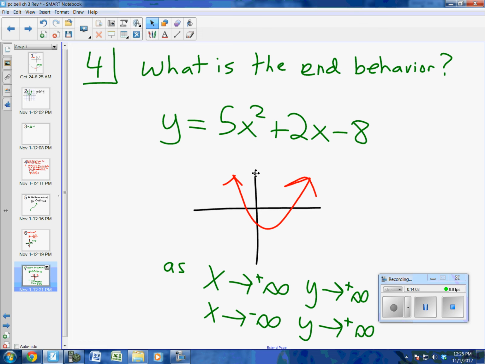The other way you could write it is it's going up to the left and up to the right. I would want you guys to know this notation because this is what you're going to have to understand when you get to calculus. But as you know it's going up to the left and up to the right, then you've got it. Okay? Next one. It's kind of like this one.